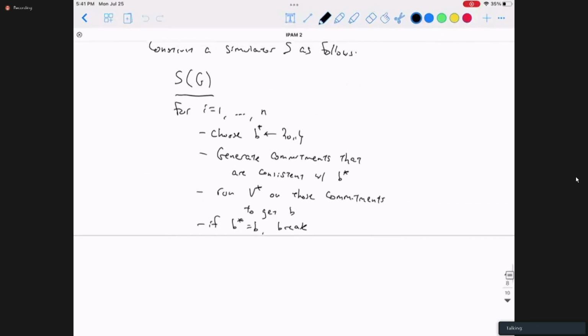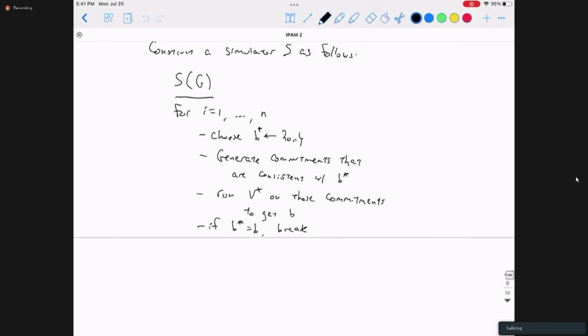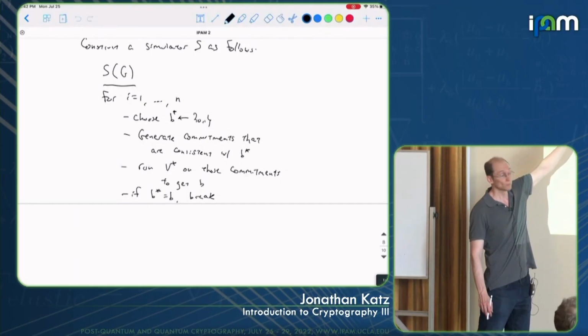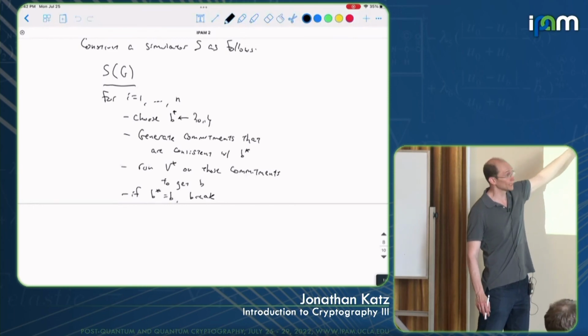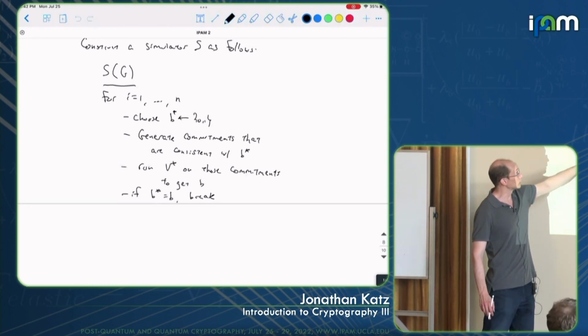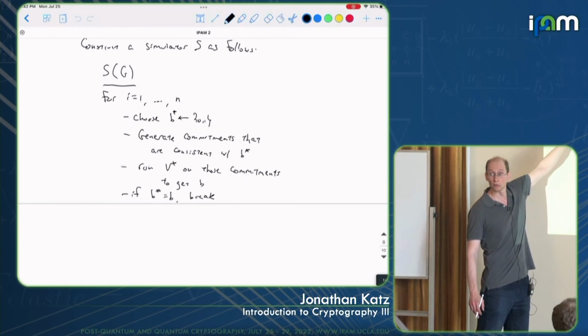We'll be able to basically send the openings of those commitments as our third round message, and that will be our simulation. And if not, if b star is not equal to b, meaning that our guess was wrong, then we'll cycle back to the beginning and try again, another iteration of the for loop. So we're repeatedly trying to guess in advance what V star's response is going to be. And if we ever get it right, then we can continue the simulation. And only when we're wrong do we go back to the top of the iteration.